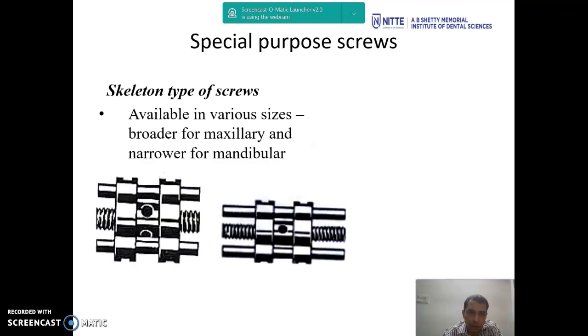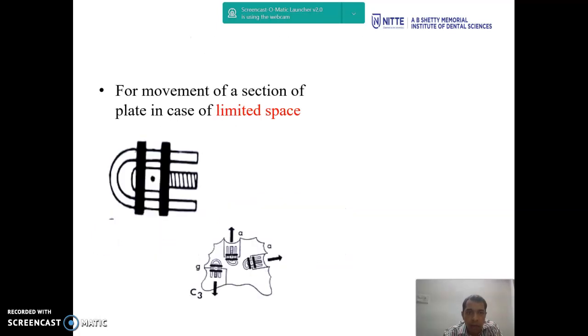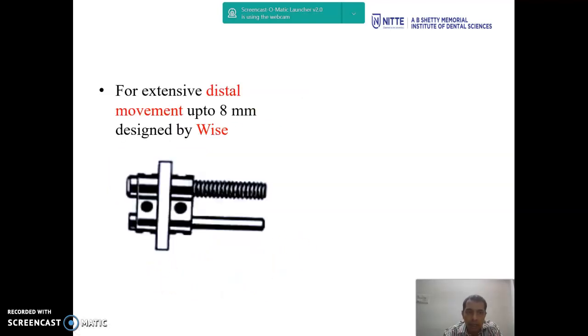These are the special purpose screws, the skeleton type of screws, available in various sizes, broader for maxillary and narrower for mandibular, for movement of a section of the plate in case of limited space. Now we see in this picture that we can move the teeth in various directions depending on what type of tooth movement is needed, either in a mesiodistal direction, in a sagittal plane, or in a transverse plane. For extensive distal movement up to 8 mm, this was designed by Weiss.